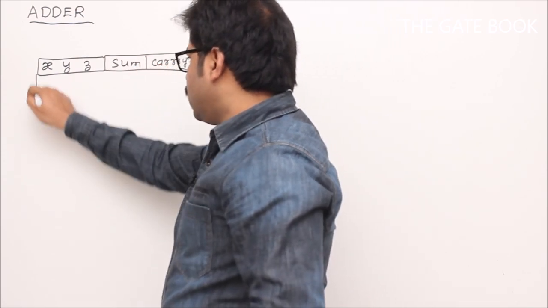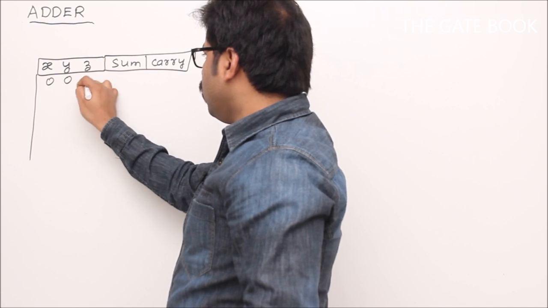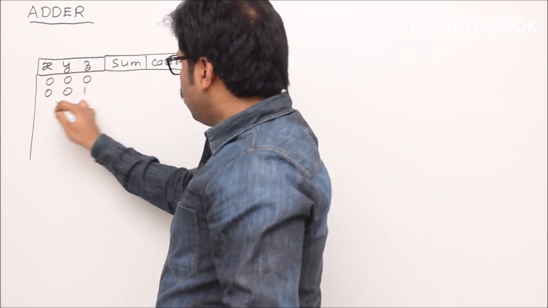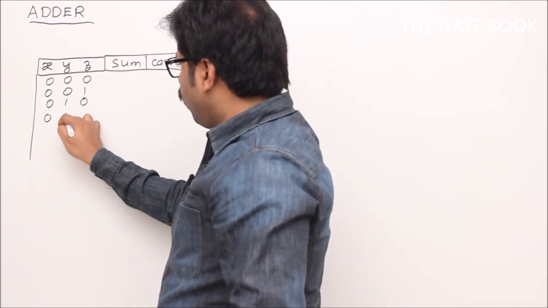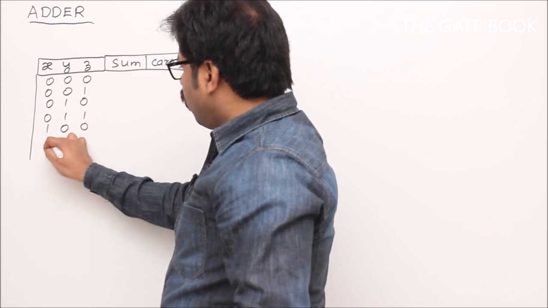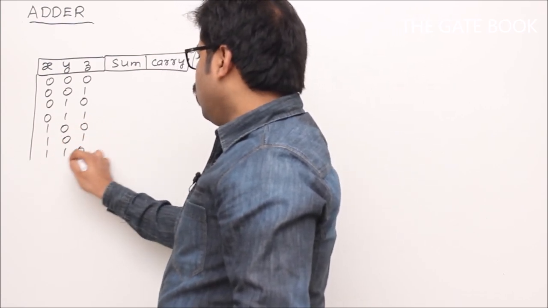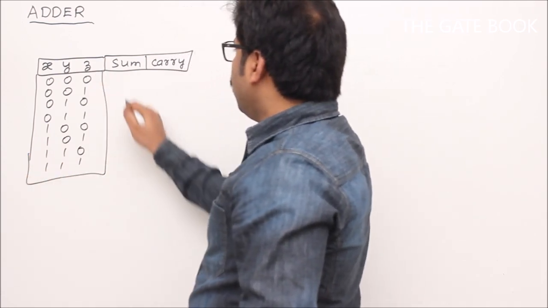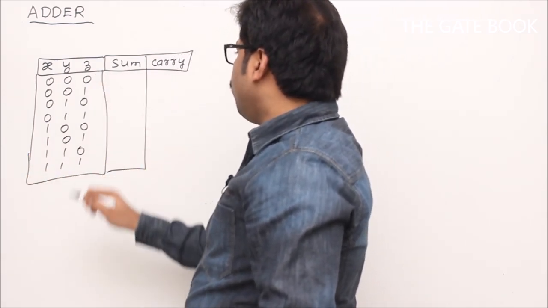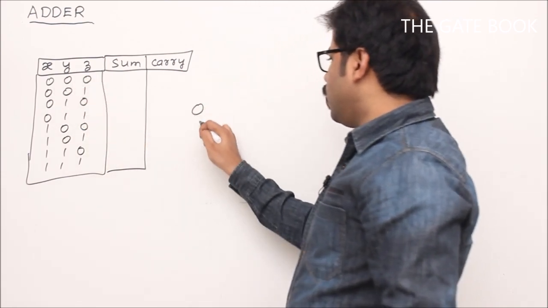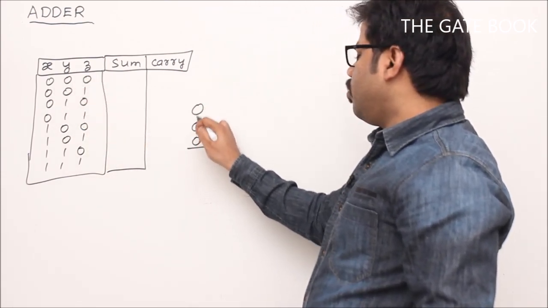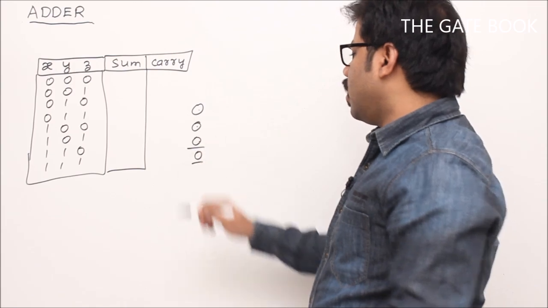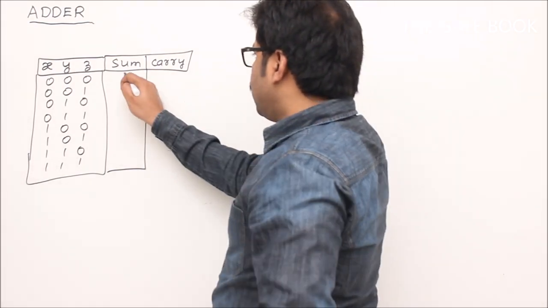The possibilities for inputs are 0 0 0, 0 0 1, 0 1 0, 0 1 1, 1 0 0, 1 0 1, 1 1 0, 1 1 1. Okay, so here, tell me the sum when you have 3 bits 0 0 0. 0 plus 0 plus 0, the sum is 0, and the carry is also 0. So let me write the sum first.